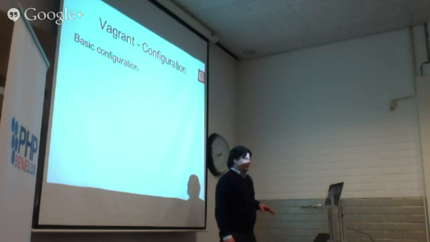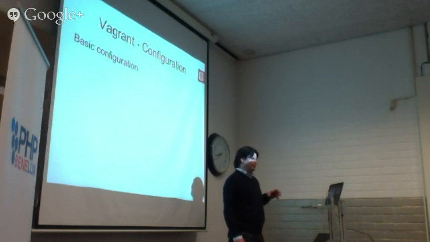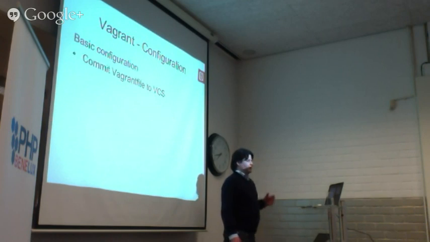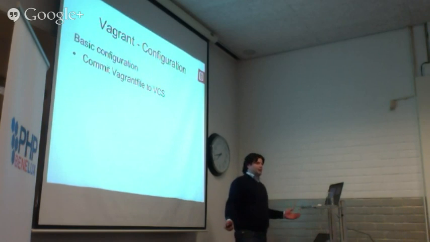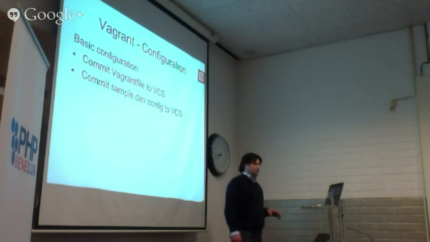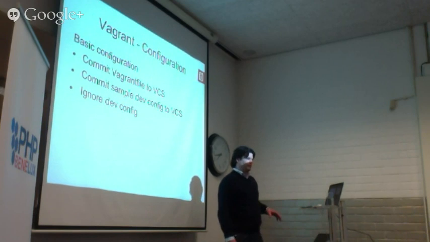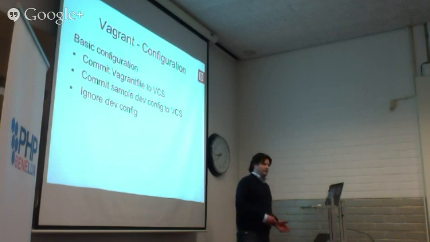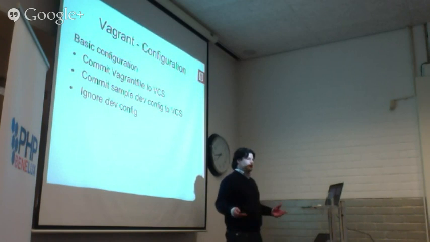So for your basic configuration of your Vagrantfile, it's important to have a standardized Vagrantfile which nobody should touch anymore once it's been written, and you should commit that to your version control system. It should be at the root of your project, so that when someone checks it out, you've got your Vagrantfile available. At the same time, you've got your local configuration. So you need to have a sample configuration and commit that to your version control system as well. At the same time, you should allow them to ignore any development configuration that the person itself makes. So that if I give it a different IP than my colleague, it's not shared between the two, but you actually have a local configuration.